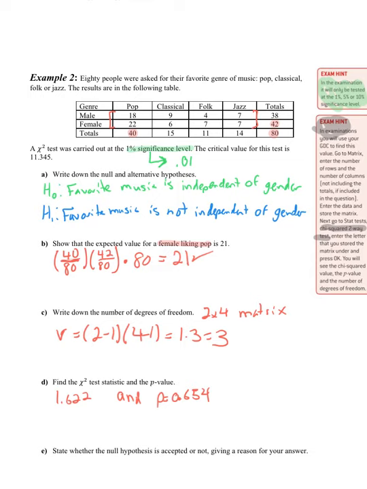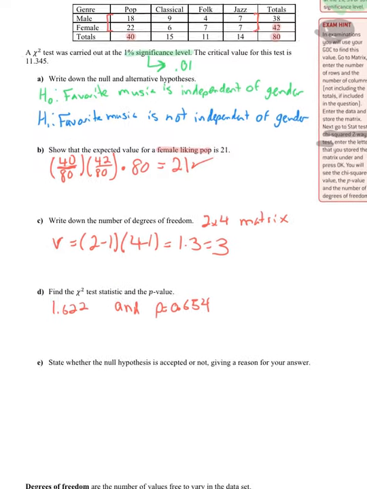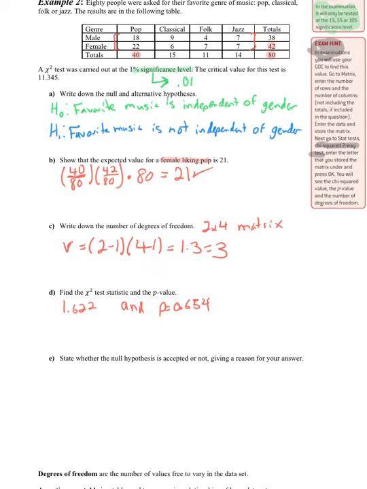And then part E, we have the chi-squared. Oh, I forgot to show you this at the beginning. It does say the critical value for this test is 11.345. They just give you a critical value and the significance level. So the last part is to say 1.622 is less than our critical value of 11.345, so that means we accept the null hypothesis, because it's way less.